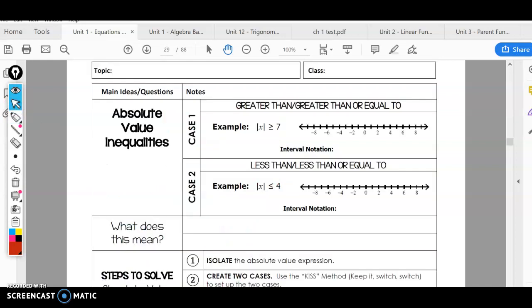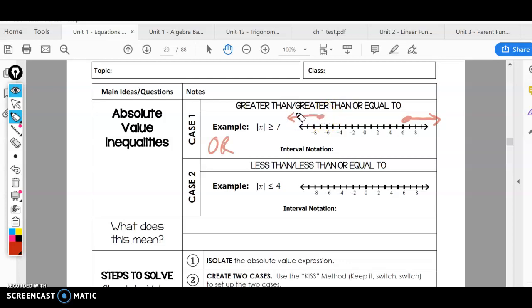The video is very similar, except it's solving absolute value inequalities. So in the first case, here we have the absolute value of x is greater than 7. Think of it like an OR inequality when you have the greater than sign, meaning that you can have any number greater than or equal to 7 as an answer, or less than or equal to negative 7.